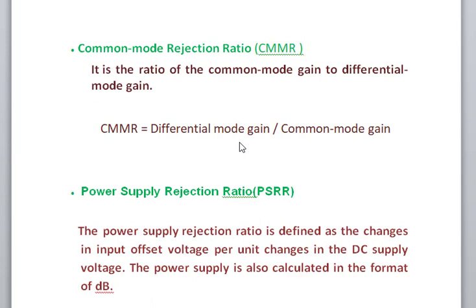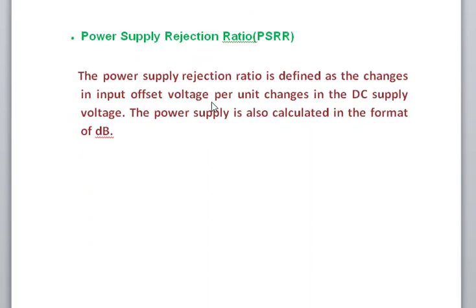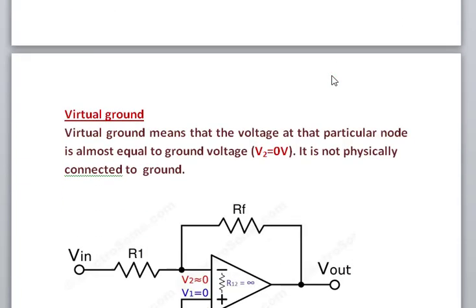Okay. The next characteristic is common mode rejection ratio. The common mode rejection ratio is nothing but the ratio of differential mode gain to common mode gain. The ratio of differential mode gain to common mode gain is very high. And the next parameter is power supply rejection ratio. It is defined as the change in input offset voltage per unit change in the DC supply voltage. The PSRR of the op-amp is also calculated in decibels.